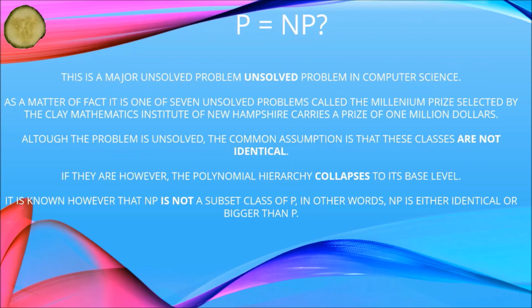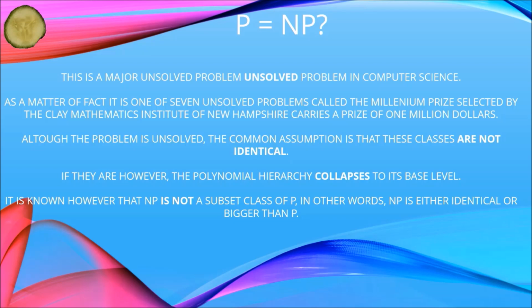Is P equal to NP? This is a major unsolved problem in computer science. As a matter of fact, it is one of seven unsolved problems called the Millennium Prize Problems, selected by the Clay Mathematics Institute of New Hampshire, and it carries a prize of $1 million.